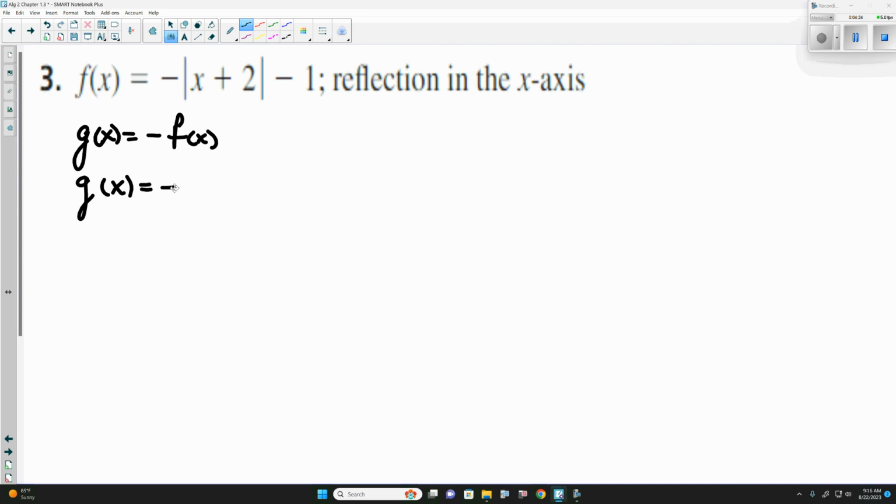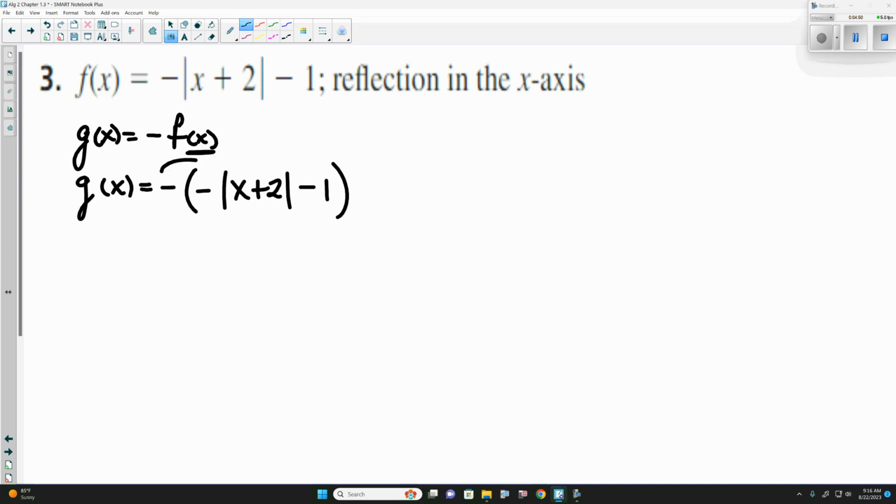Now, since we didn't do anything to the x inside the parentheses for f of x, it's still just f of x, we can just rewrite the function in. So that means we'll have our parentheses, negative, absolute value of x plus 2 minus 1. Then what do we do next?